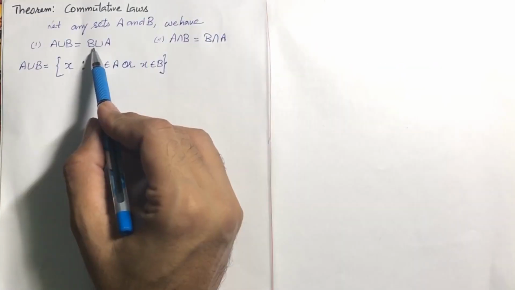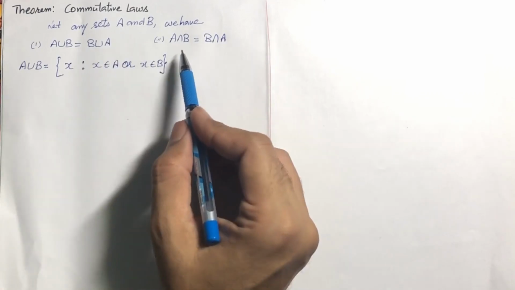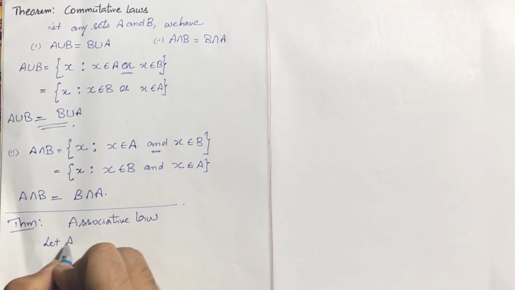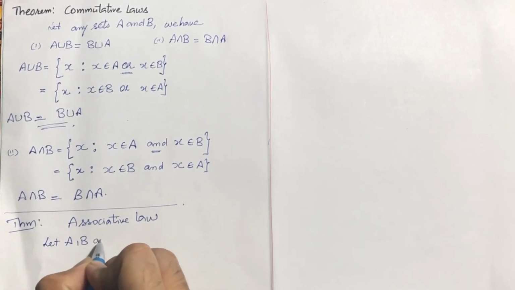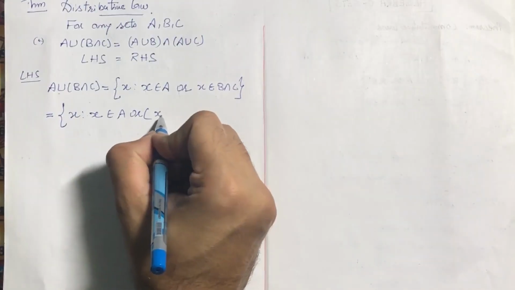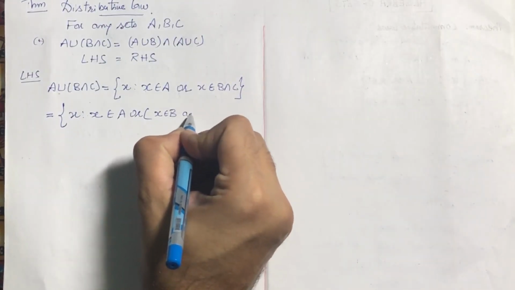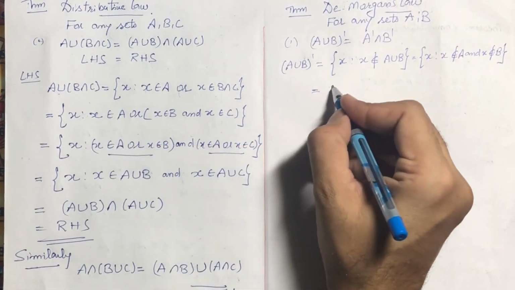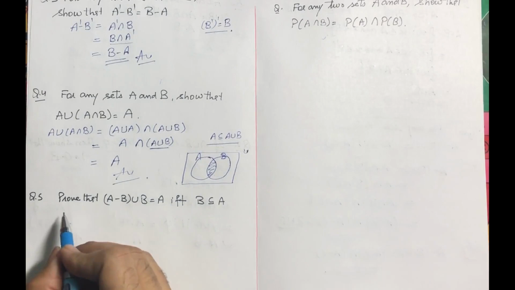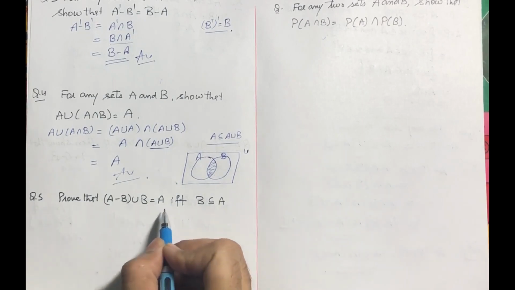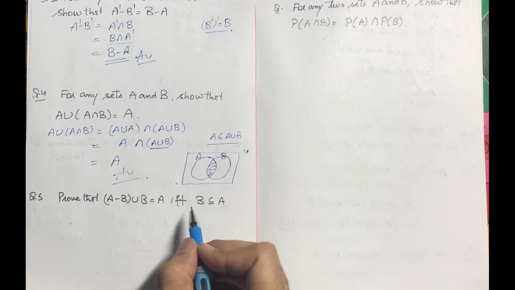In the last lecture, we discussed commutative laws for union and intersection. Then we discussed the associative law for three sets A, B, C. Then distributive laws, and proved them. Then De Morgan's law for two sets we have proved. And then at last we have solved some numericals based on these results.